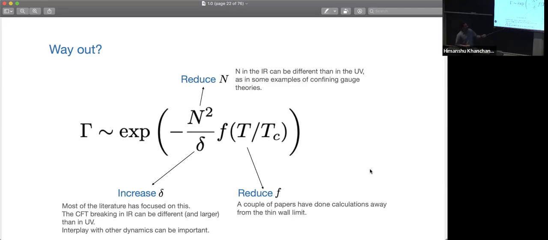Finally, you can also think about n changing from the UV to the IR, because that also happens in many examples that we know about. N in the IR can be different from the UV. Degrees of freedom can change in one way from UV to the IR, right? So that's another example. And I think there's one paper which tried to do something like this, but it's not explored much.